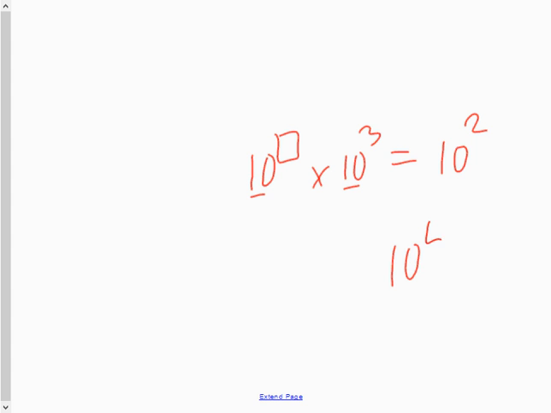Question 11 says, what is the missing exponent? So we have 10 to the exponent of a square times 10 to the cube, and it equals 10 squared. Well, we know the exponent laws say when you have the same base, you can keep the base and add the exponents. So this plus this equals this. So what number does this have to be? It has to be negative 1.